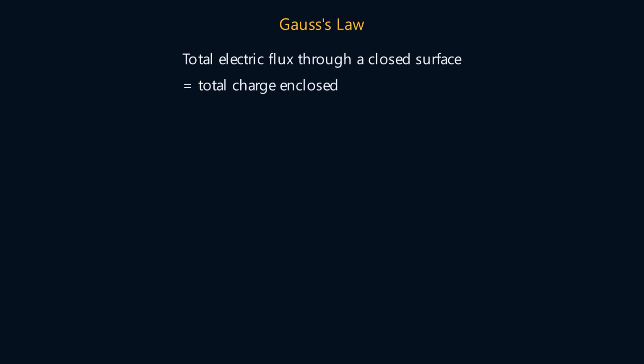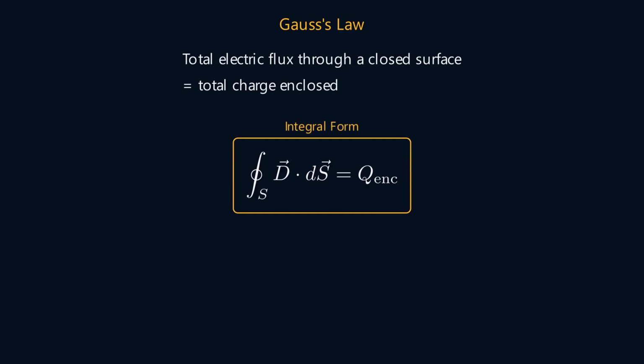Now for the main result. Gauss's law states the total electric flux through any closed surface equals the total charge enclosed by that surface. In equation form, the closed surface integral of D dot dS equals Q enclosed. This is the integral form of Gauss's law.